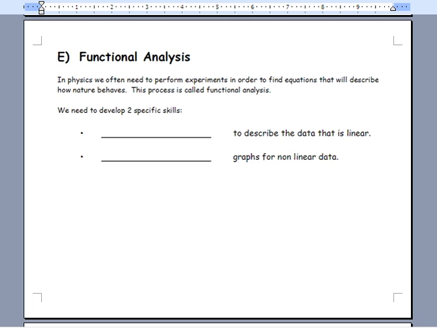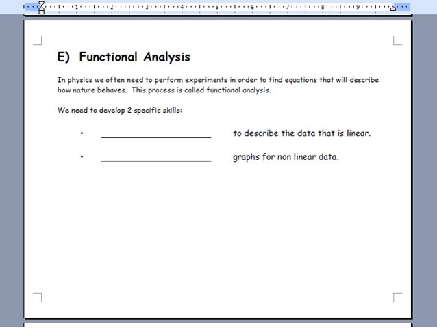So really in physics, what we do is we love to take measurements to explain what's going on in the world around us. We're a curious bunch, and we like to see if we can use math and numbers and equations to describe events on this planet and in this universe.